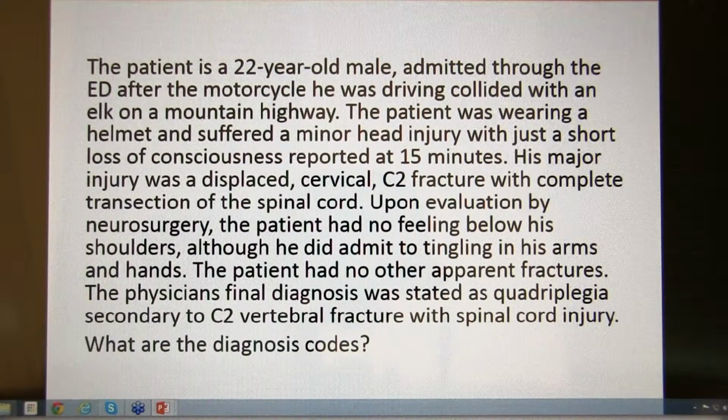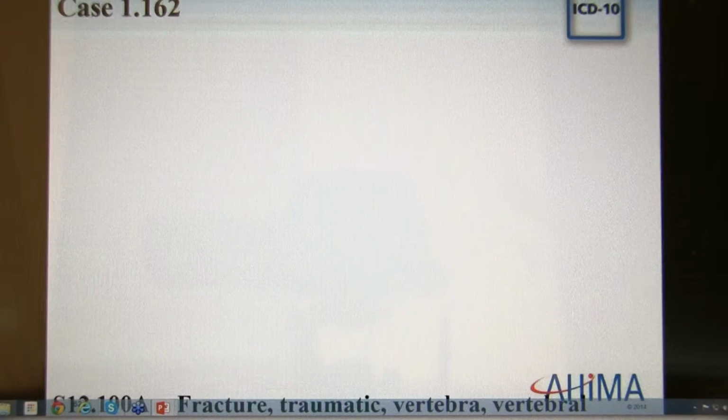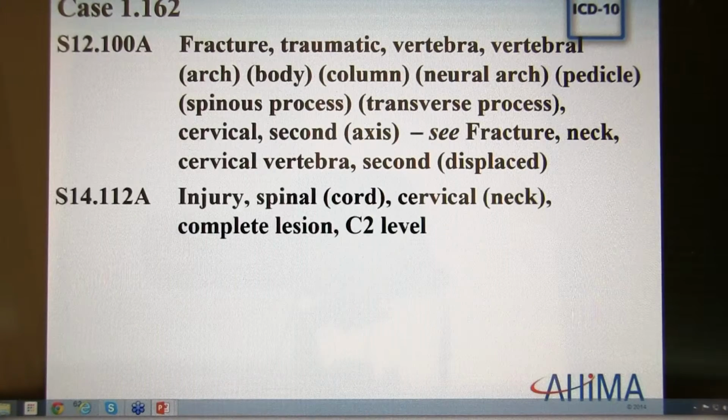So from a coding perspective, our coders would typically start by going to quadriplegia and trying to find a diagnosis there. And what they will most likely get is some guidance on where to code rather than at quadriplegia. And we'll be telling them to go code the fracture or cause of that paralysis. So we're going to start by coding that traumatic vertebral fracture. You'll see that 7th character A for our initial encounter. We're also separately going to have a code for the spinal cord injury.